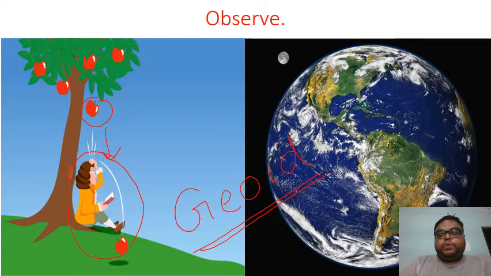Students, the shape of the Earth is geoid. And by geoid, what do we mean? We mean that the Earth is flattened at poles and bulged at equator. So the Earth is flattened at poles and bulged at equator. We know that this will affect gravity, isn't it? This will be affecting gravity.